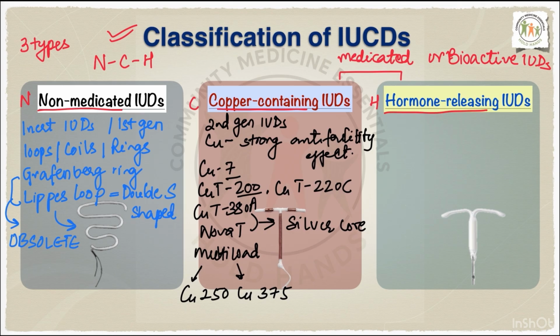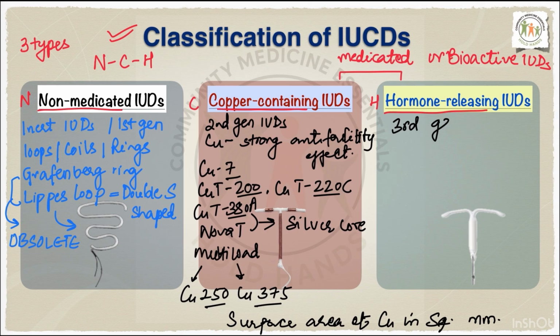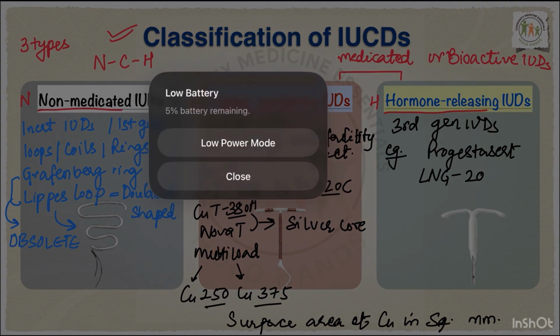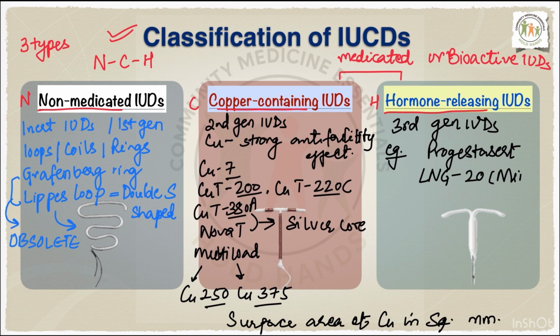The numbers in the names of these devices indicate surface area of copper in square millimeter. Hormone releasing IUDs are known as third generation IUDs. Examples are progestasert and LNG20, also known as Mirena.